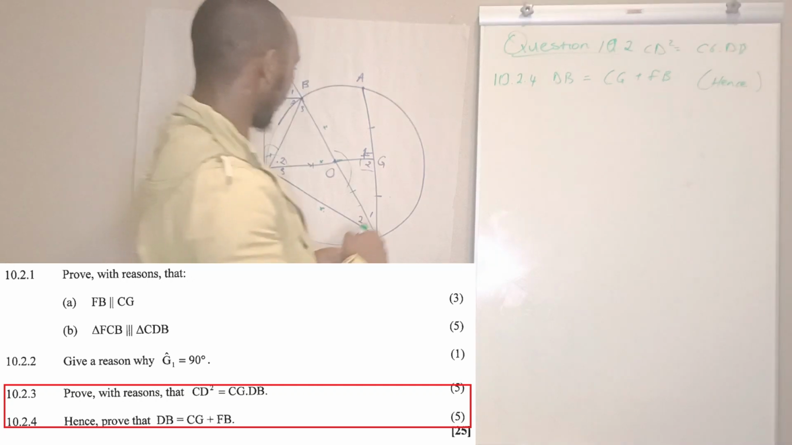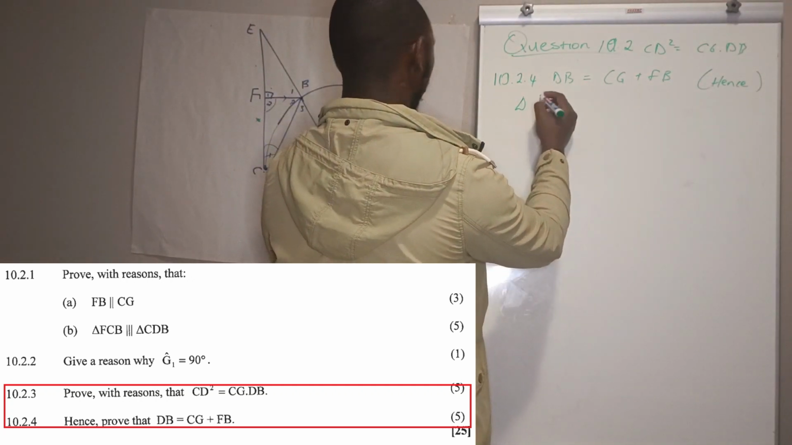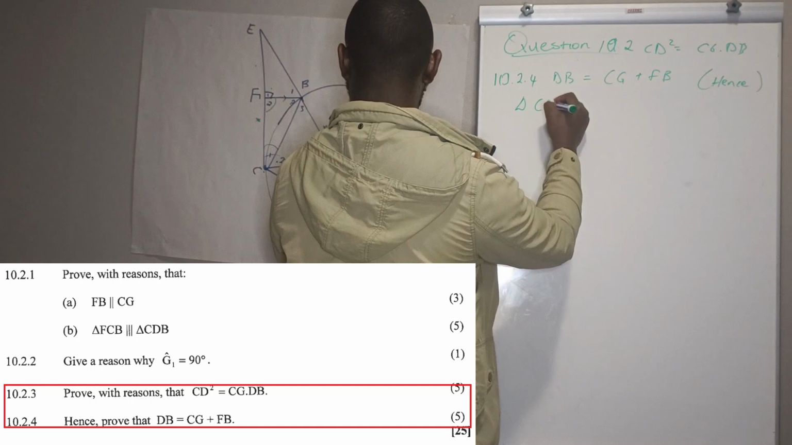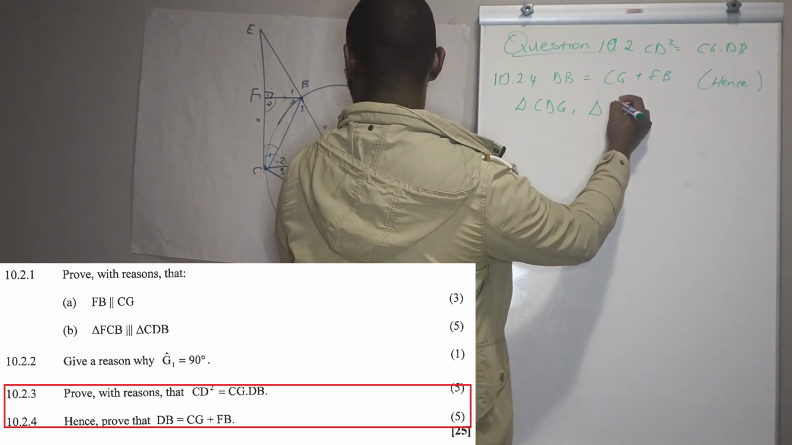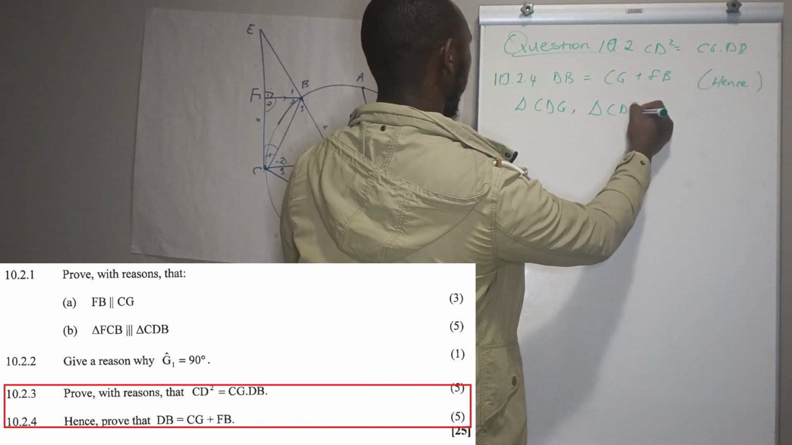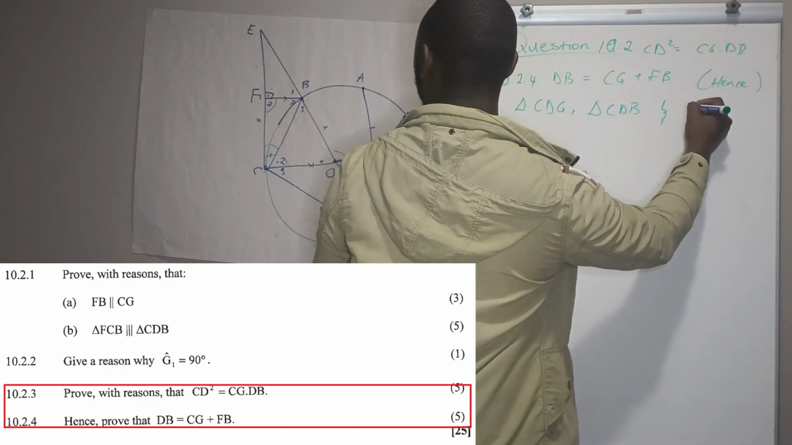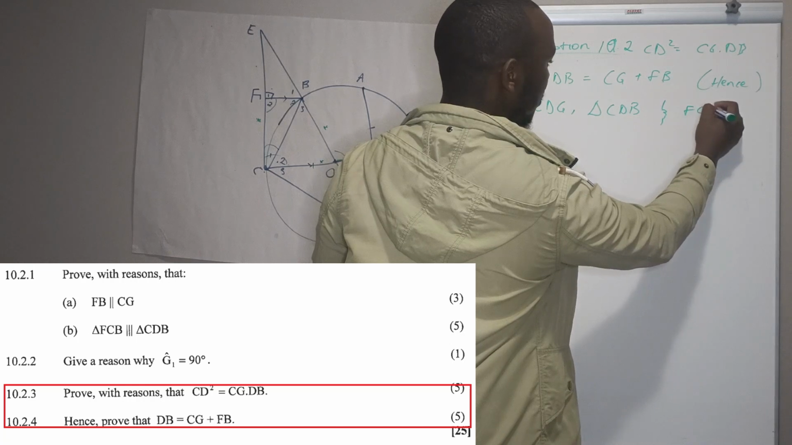So let me name the triangles. It's your triangle CDG, your triangle CDB, and triangle FCB.